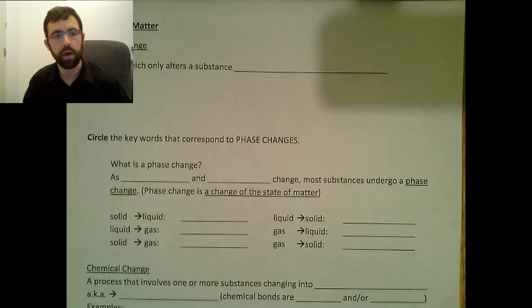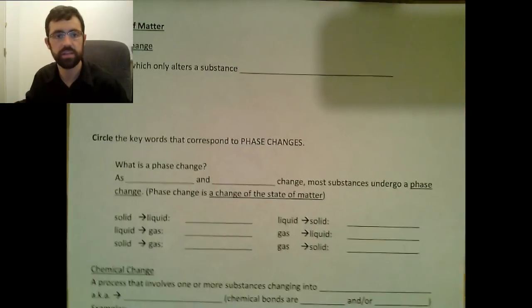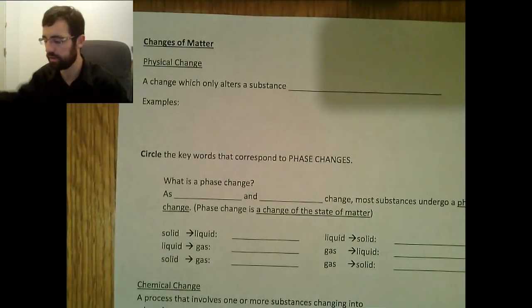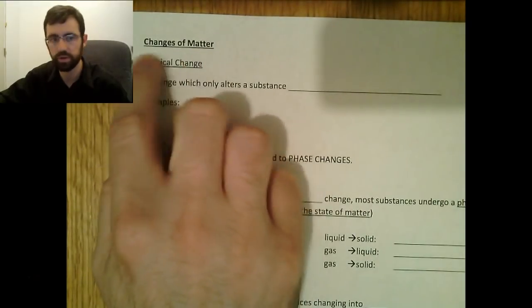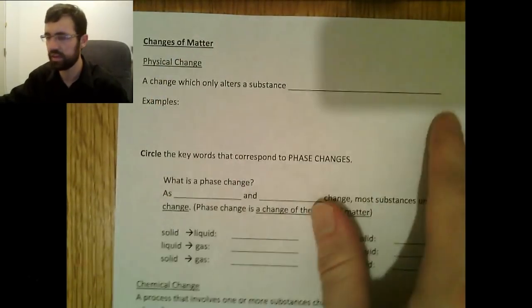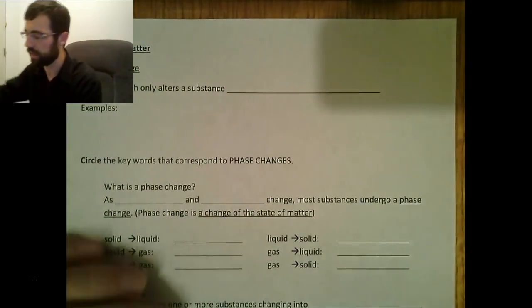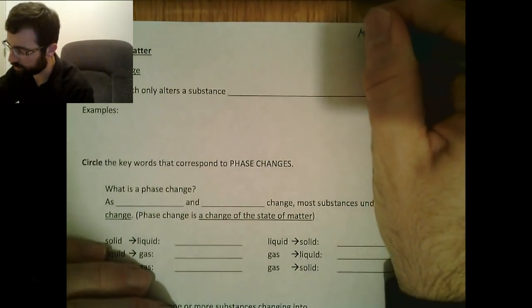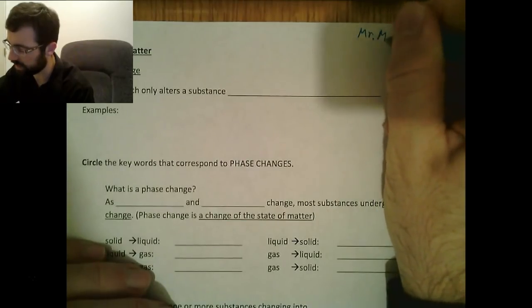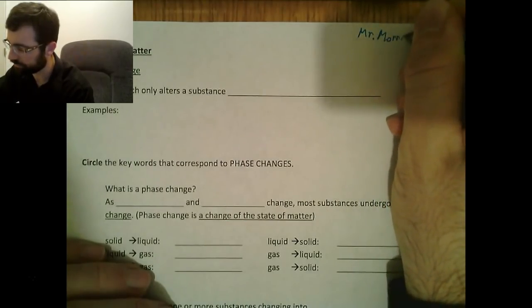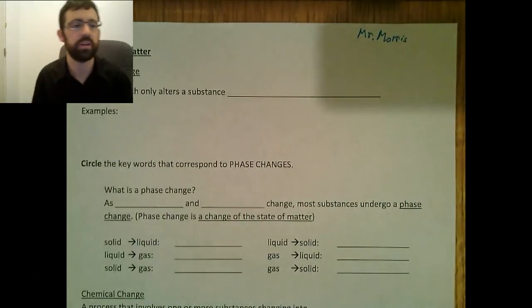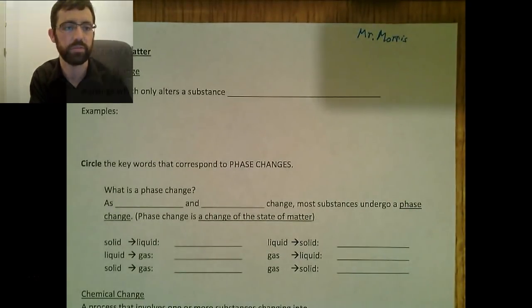So make sure that you update your table of contents. These are changes of matter. That's what you should put in the title. You should put it in your table of contents, and then go ahead and number your notes right here. Do make sure that you put your name at the top. Remember, that will be part of your binder check grade. At this point, I'm going to get out of the way and let you focus on the notes.